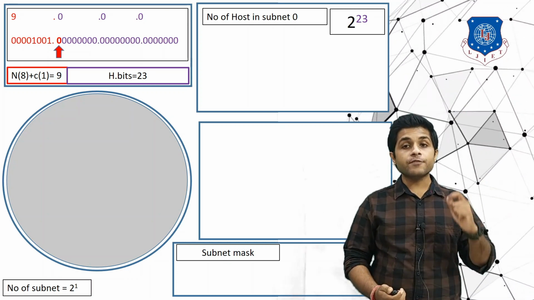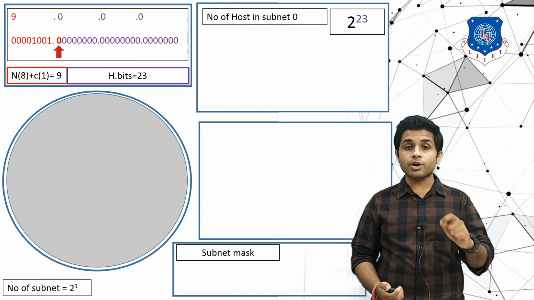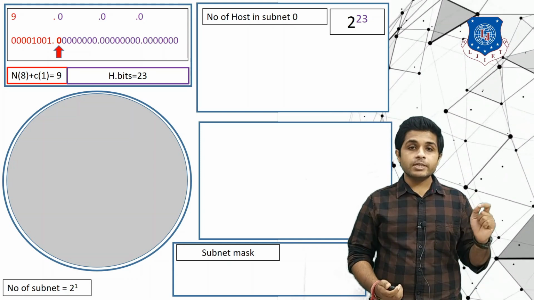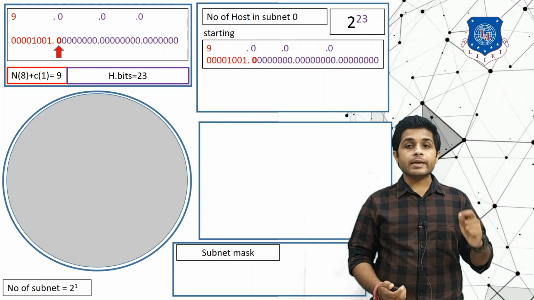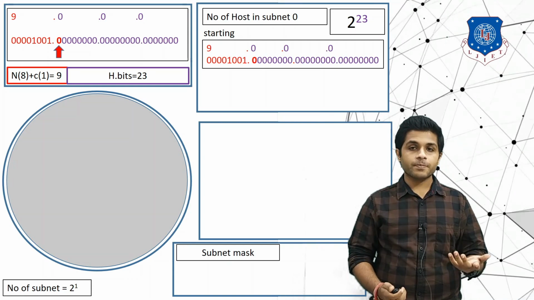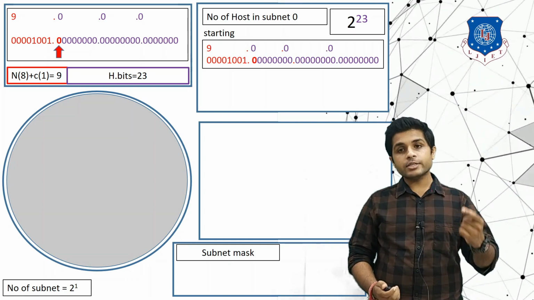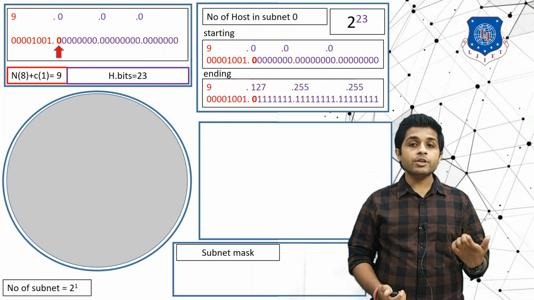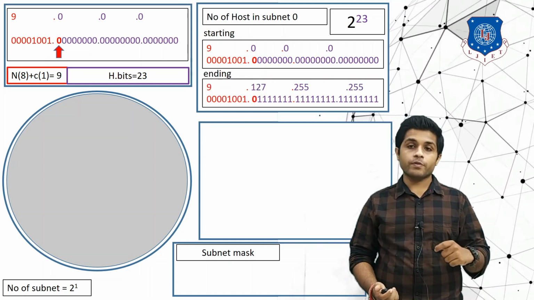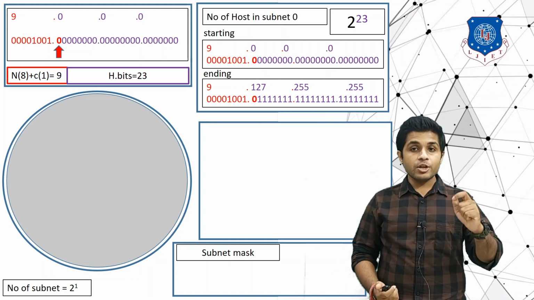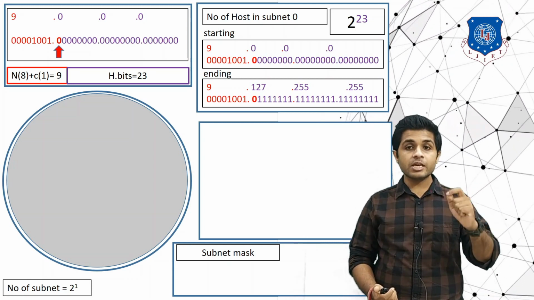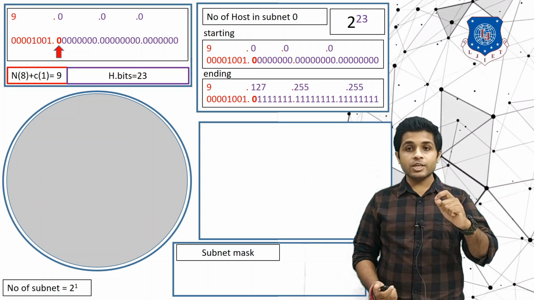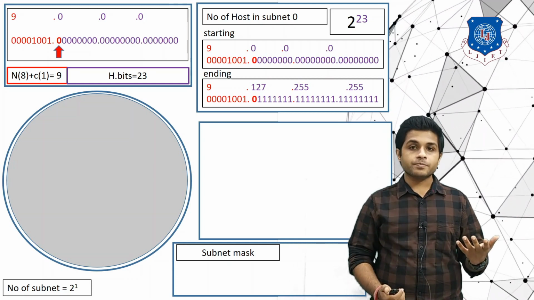Now to find the first IP address of subnet 0, we will set all the host bits to 0. So let's set all the host bits to 0 and you will get 9.0.0.0. And to find the last address of subnet 0, we will set all the host bits to 1 and you will get 9.127.255.255. If you notice, the value of the converted bit remains the same throughout subnet 0. So the value of the converted bit is 0 in subnet 0.